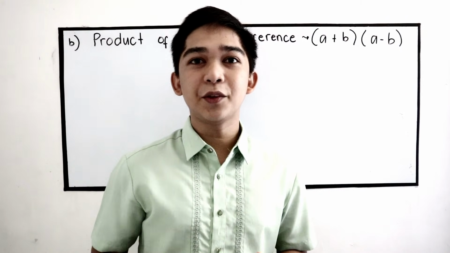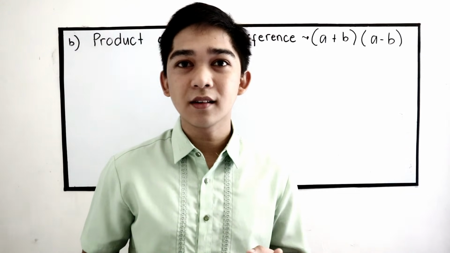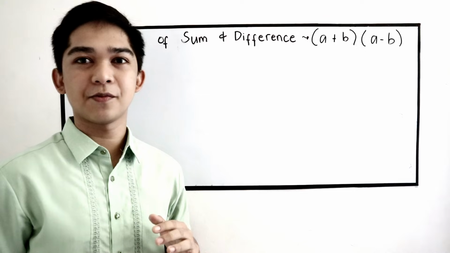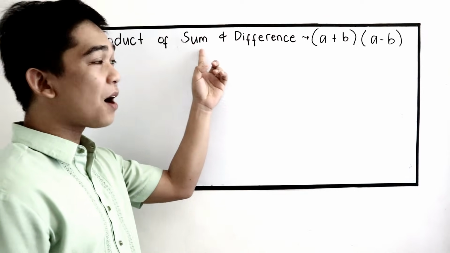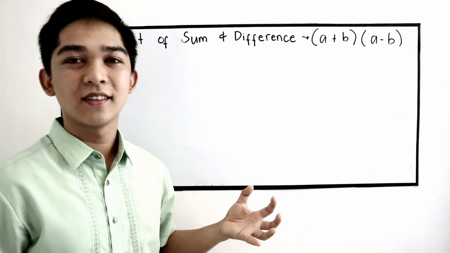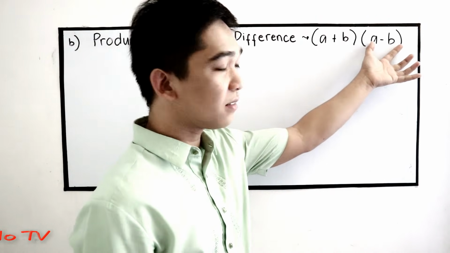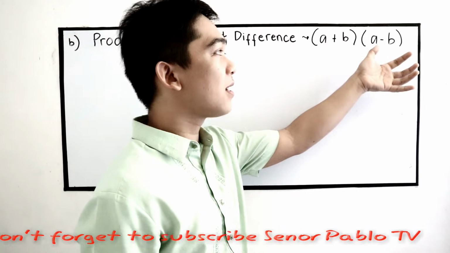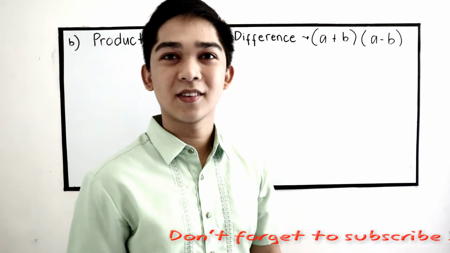Now let us proceed with the second one. Product of sum and difference. So we have the sum and difference. That means the plus and minus sign. So we have the form here: A plus B times A minus B.